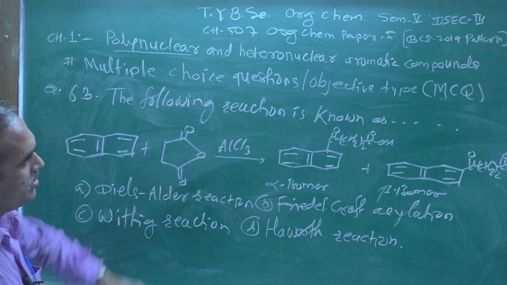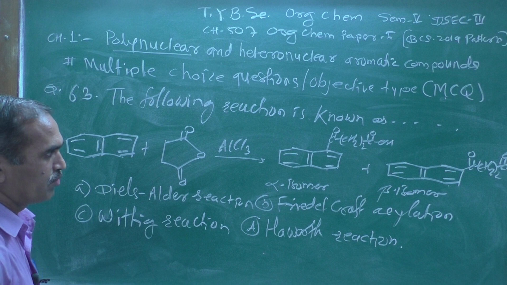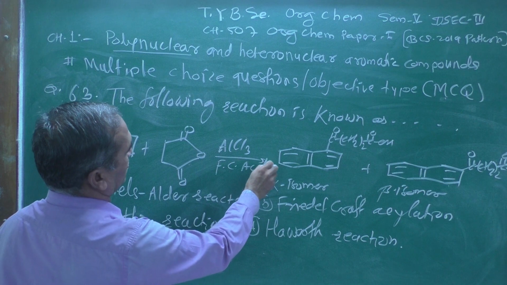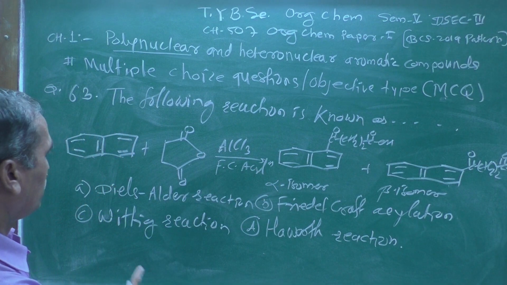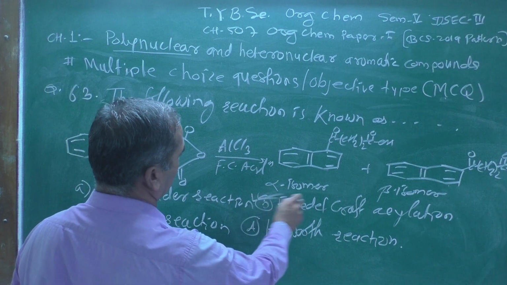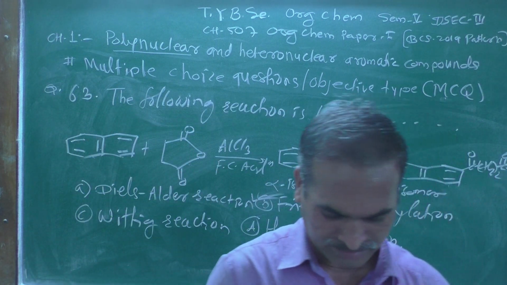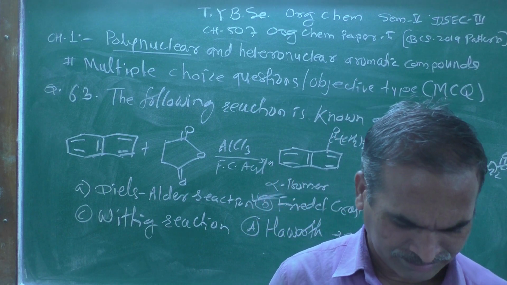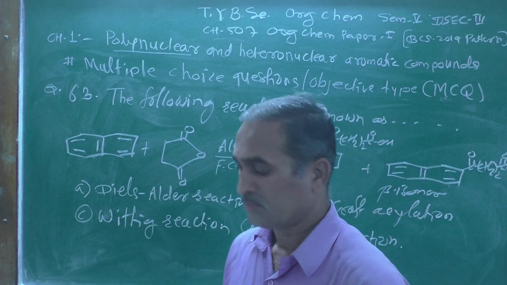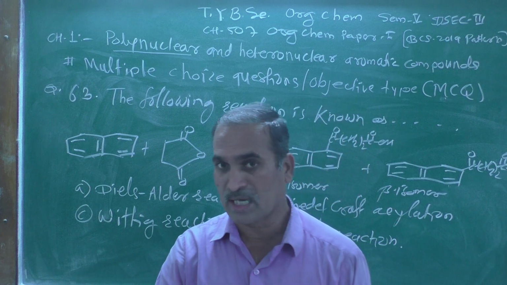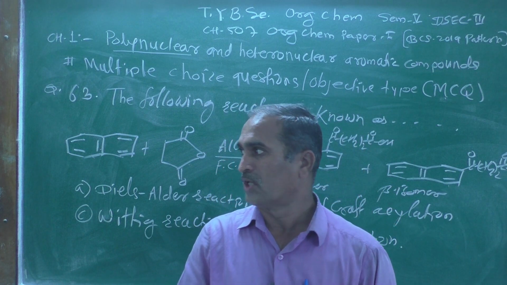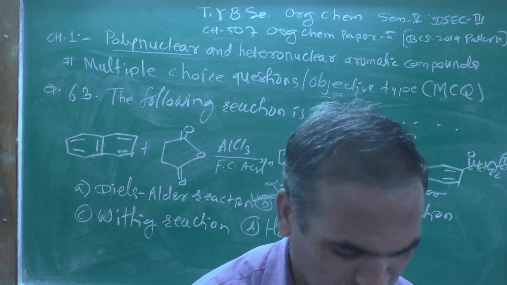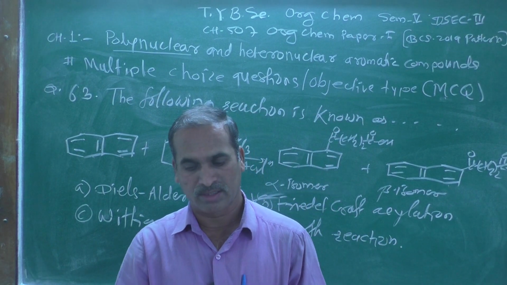The following reaction is known as, the reaction is given. What do you think? We already know that it is the Friedel-Crafts acylation reaction, so this is the answer here. B is the right answer, the Friedel-Crafts acylation reaction. These are some of the examples we have solved here, and the remaining multiple choice questions we will discuss in our next lecture.